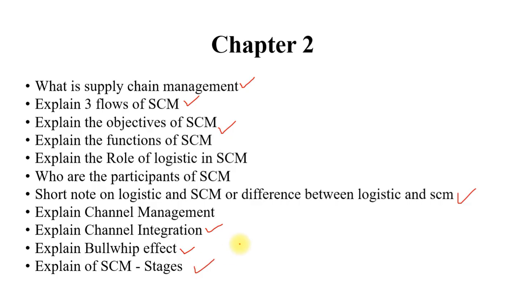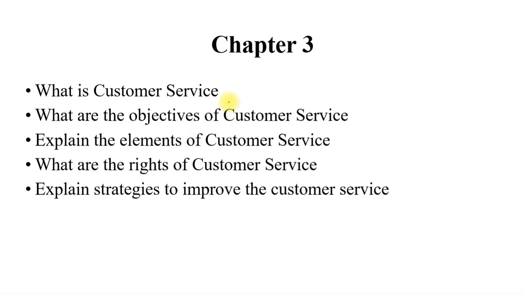So these are important topics again from chapter number 2, and the ones which I've tick marked are the most important, which you need to cover first. Next, chapter number 3. What is customer service? What are the objectives of customer service? What are the elements of customer service? What are the rights of customer service? And explain the strategies to improve customer service. So these are the important topics from chapter number 3.